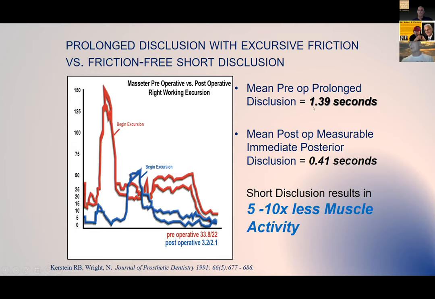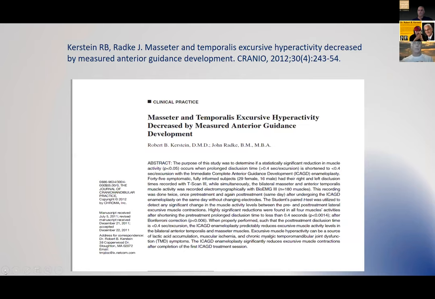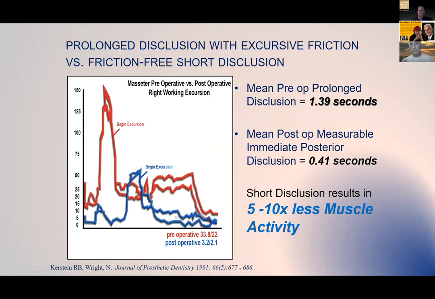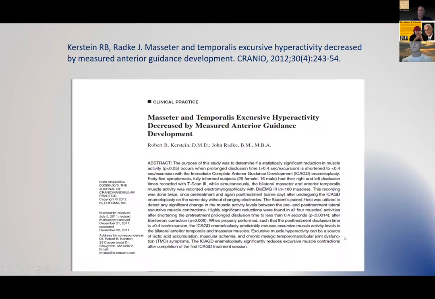So when we treated this patient, their red excursion, here they're moving to the right, and you see that their masseters are firing at 33 and 22. That's the average from here to here. But after we treated this person, not only could they clench less firmly, which is a real great advantage of taking pressure off the entire dentition, but their muscle activity levels in the same excursion dropped 10 times. 10 times less muscle activity. And you saw it with my clinical example.